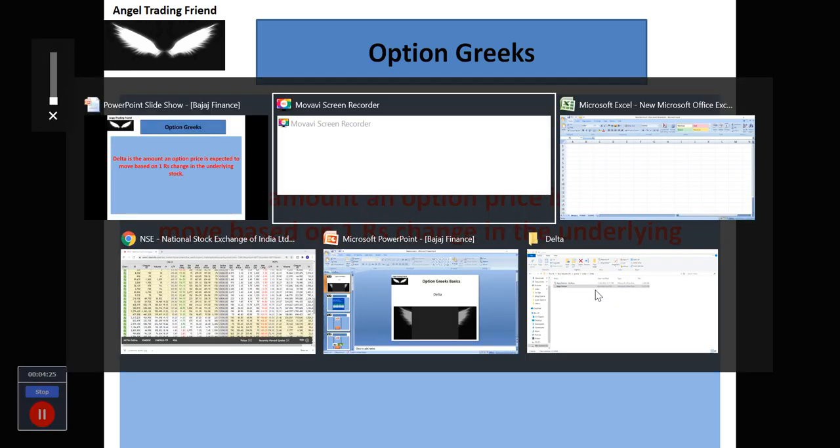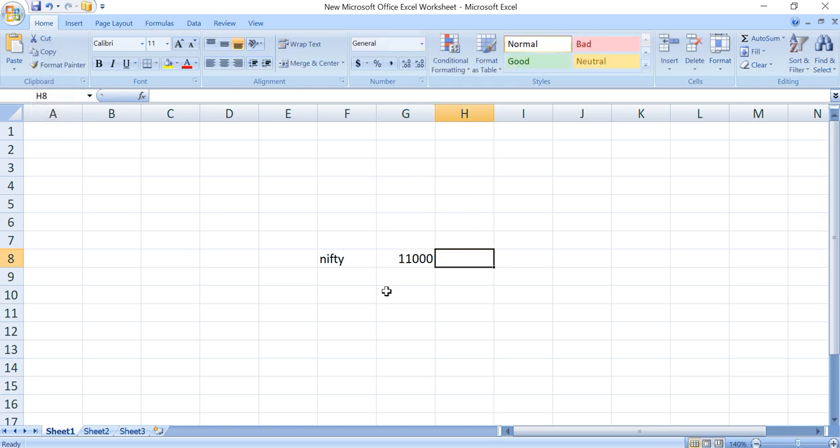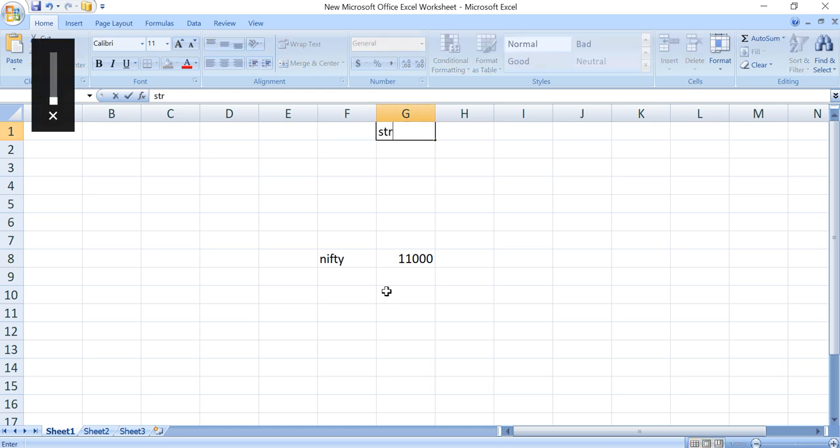Simple thing, if I want to tell you, let us take the example of Nifty itself. Let us say for example Nifty as of now is around 11,000. So you know that it is moving around 11,000 as of now. And I'll just mention the names as well. This is the strike price and this is the delta.